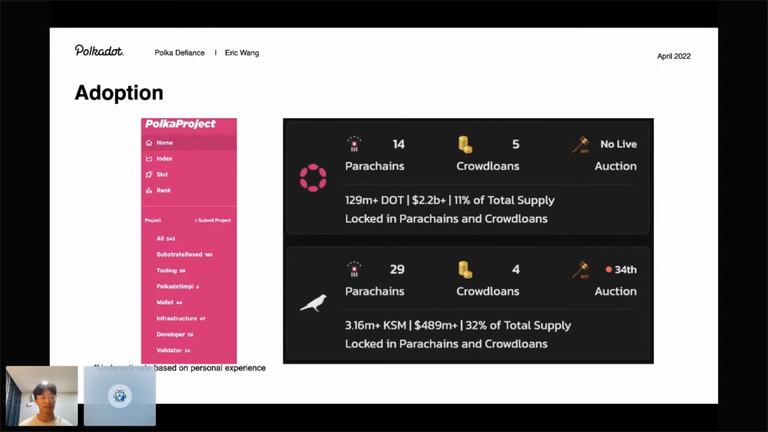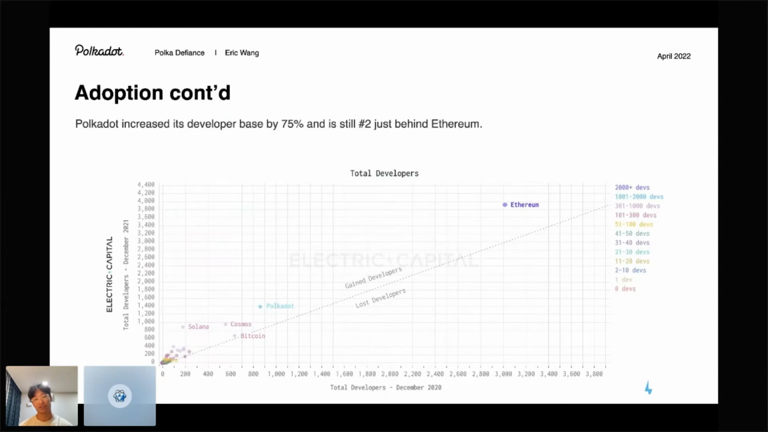I'm not really going to talk about Kusama quite as much, although I may mention some Kusama applications here and there in this presentation as well. One additional thing that I talked about last year at Polka DeFiance, but want to stress again, is that in the past year, from end of 2020 to end of 2021, Polkadot has fortunately increased its developer base by about 75% and is still the number 2 developed ecosystem just behind Ethereum, even though ecosystems such as Cosmos have also grown quite a bit. But this is pretty exciting because we think there's quite a bit of growth still to be had in terms of developer adoption.